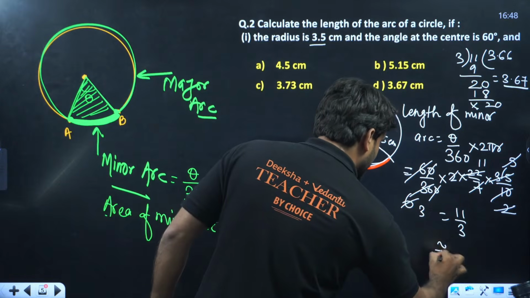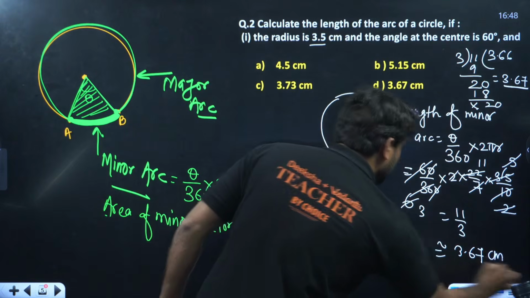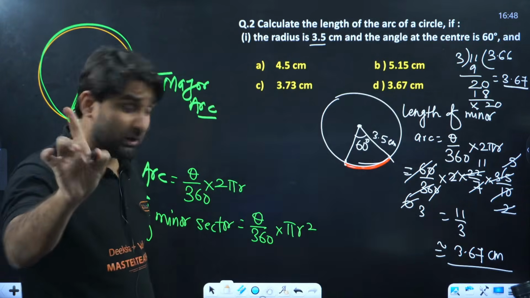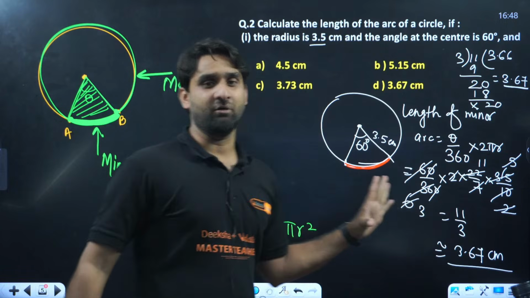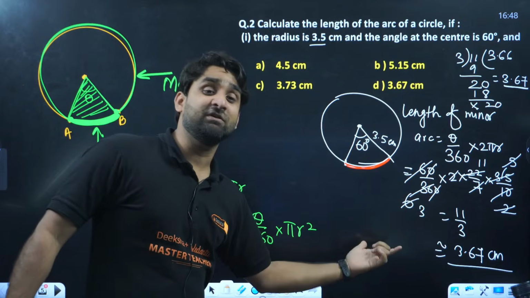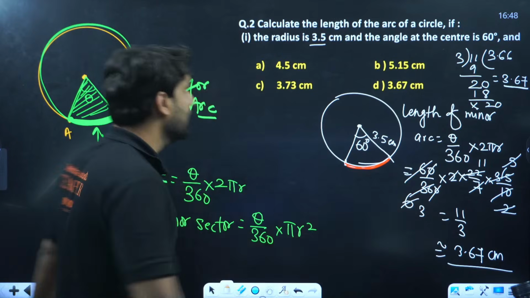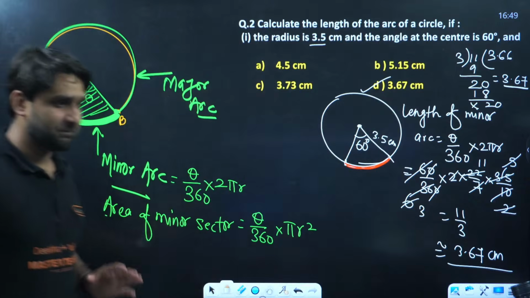So we can write approximately 3.67 centimeter. Centimeter square will not come because we are dealing with length. So length will come in centimeter form. If area would be there, centimeter square. If length is there, centimeter only. So 3.67, any option? Option number D will be the correct answer.